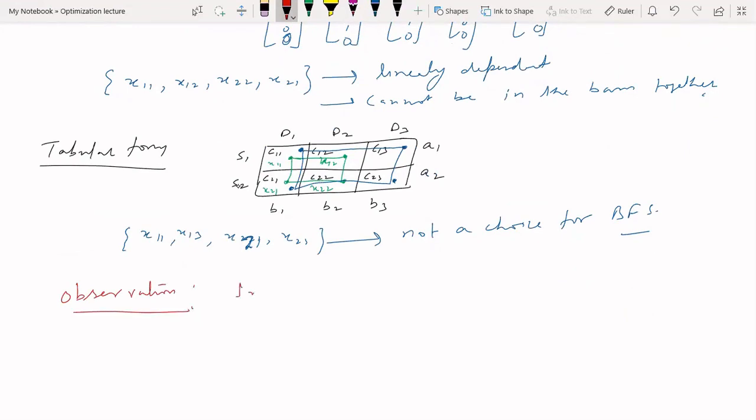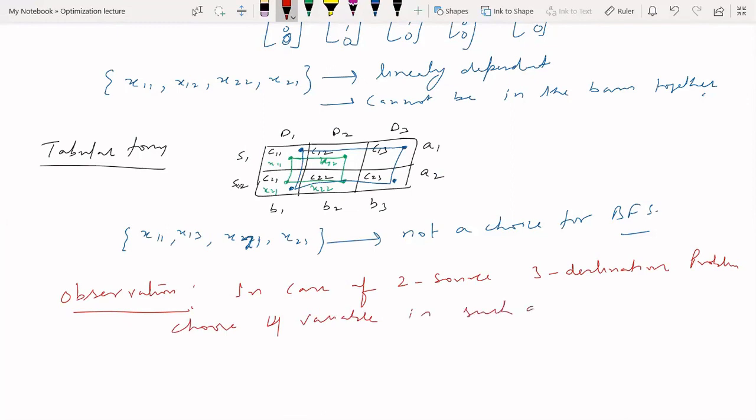So, the observation again: in case of a 2 sources, 3 destinations problem, what we have to do is choose 4 variables in such a way that they do not form a closed loop in the cost matrix. So this is what I call the cost matrix.